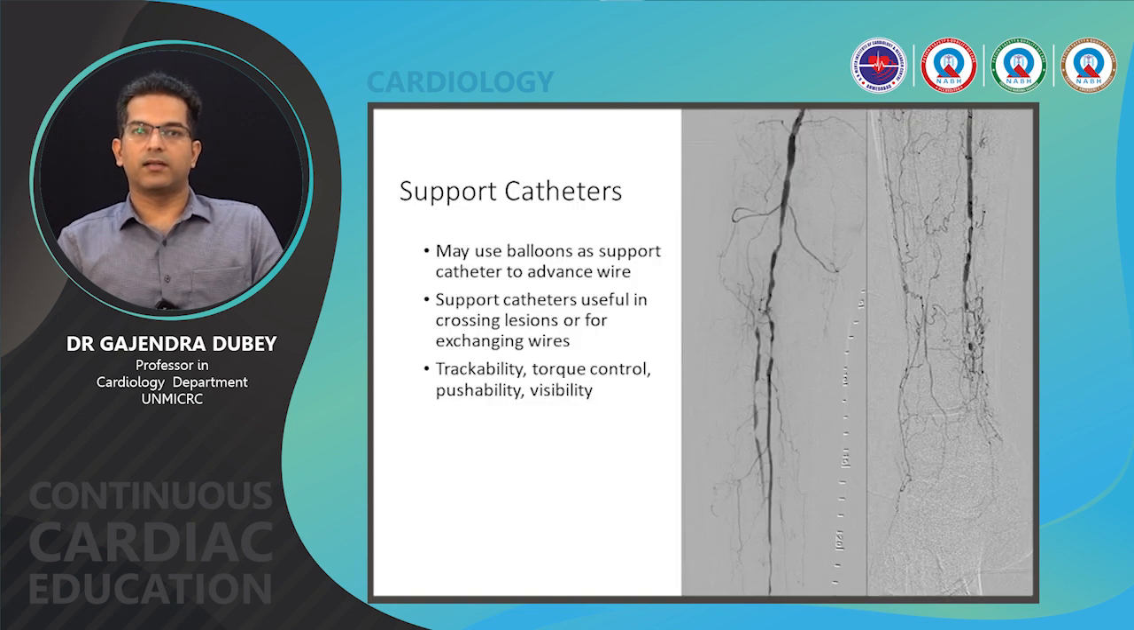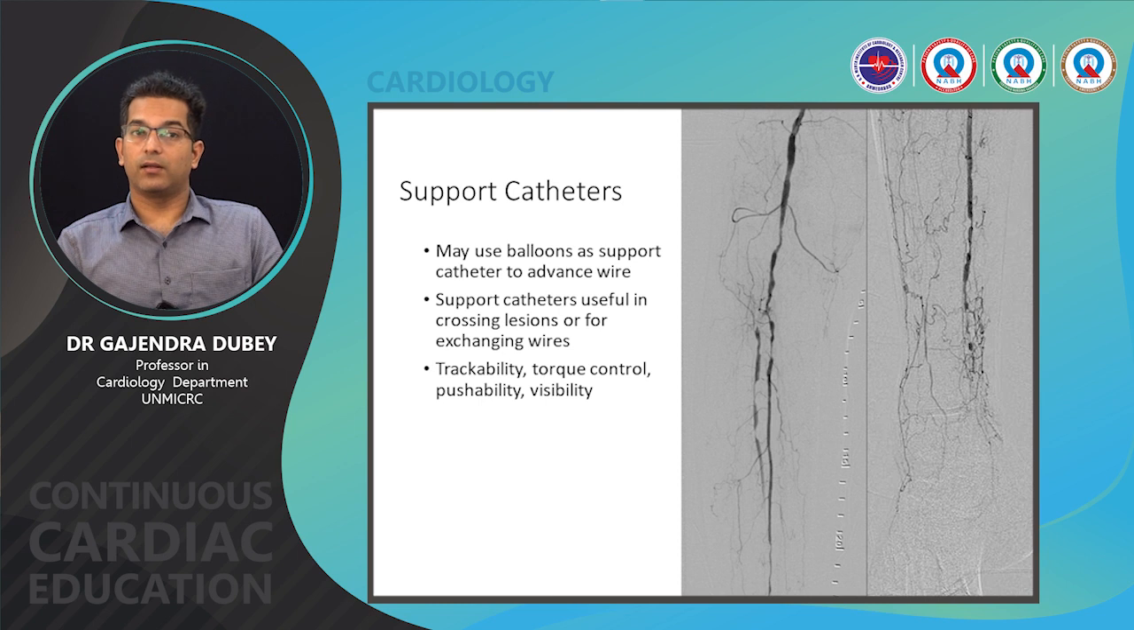Support catheters have already been discussed. There are multiple support catheters available, like the Trailblazer from Medtronic, the Navicross from Terumo, or the Cook CXI, and other vendors have also come up with multiple support catheters. Balloons can also be used as support catheters, but support catheters are preferable, because balloons don't give you that freedom of movement of the wire which is present in a good support catheter.